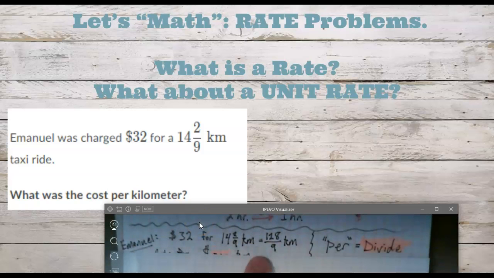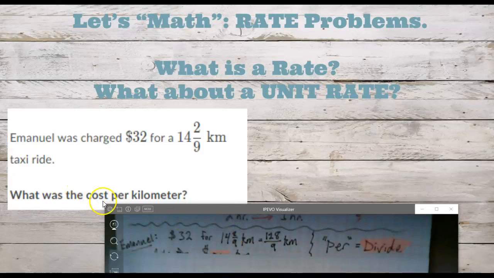What is this, 128 over 9? What did I do? I made my mixed number into an improper fraction. Thank you guys very much.